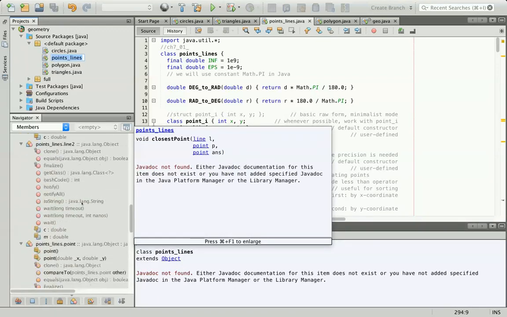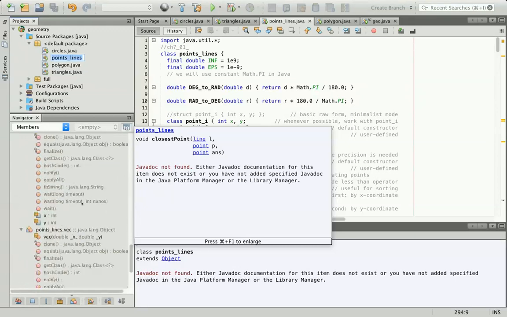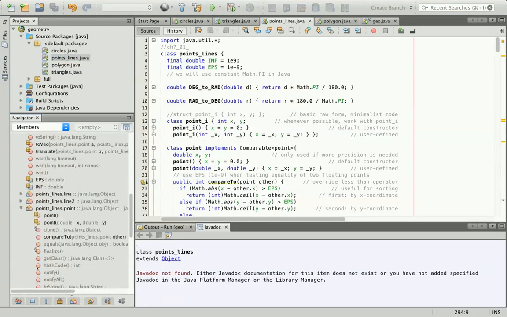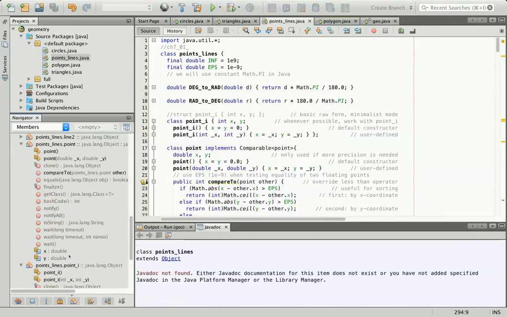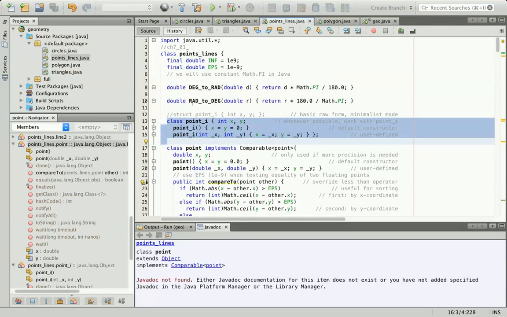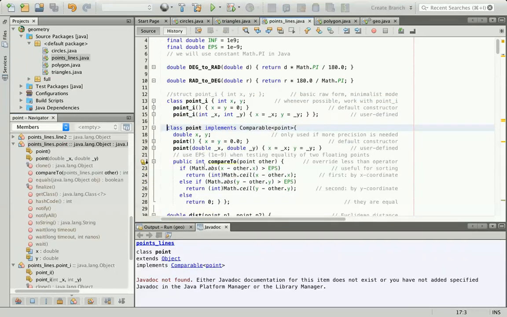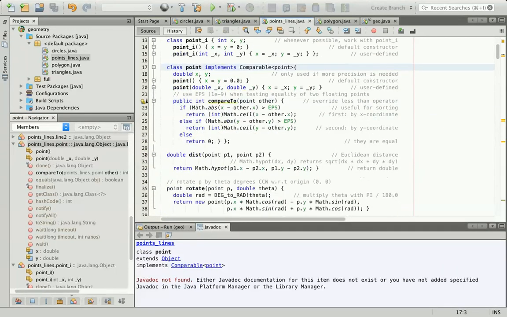So let's go check our point type. It is in here. So our point underscore I, which is a very minimalist class. It contains only two fields and two constructors. And the other also small class, which is a point class. It contains also two fields, two constructors, and one overriding compareTo method.